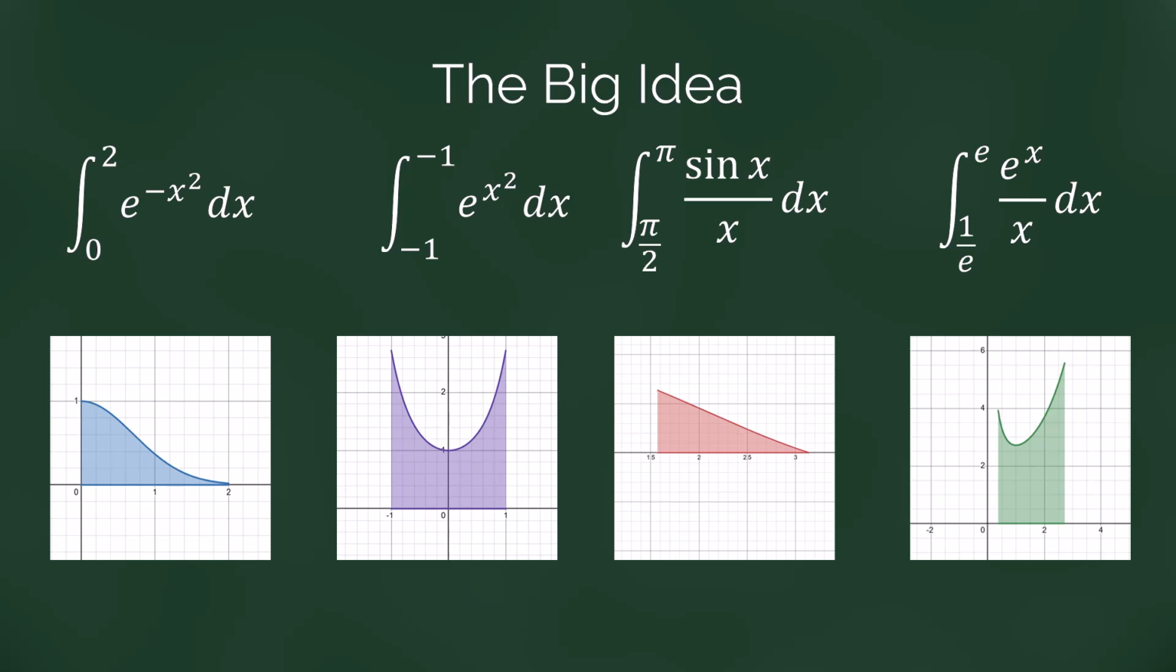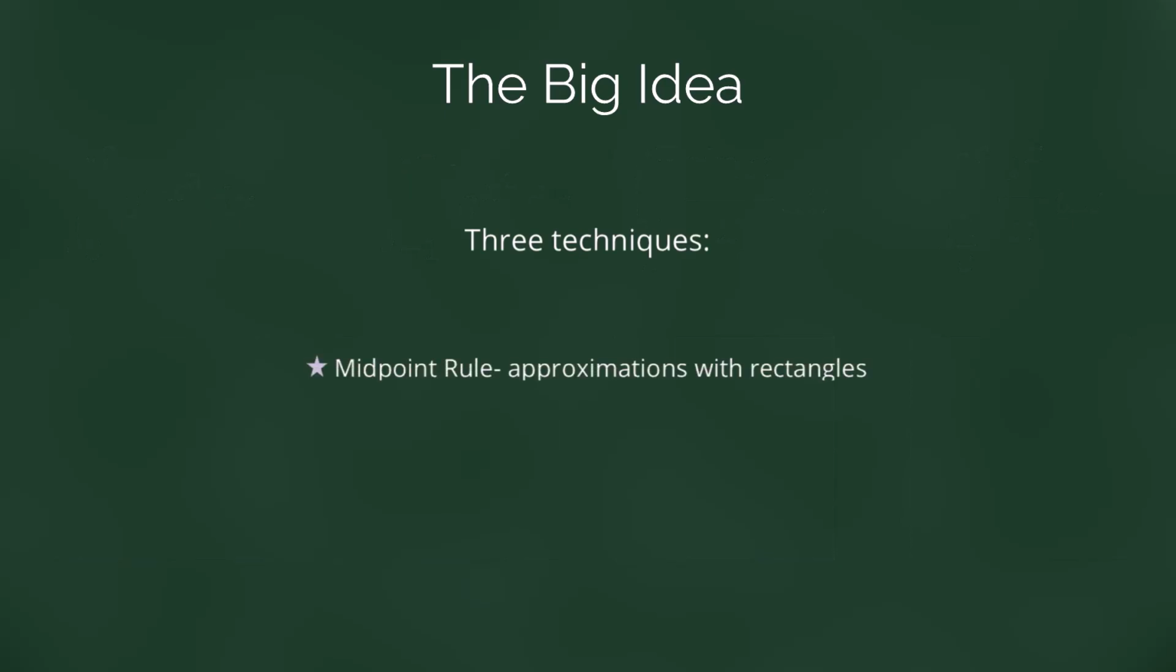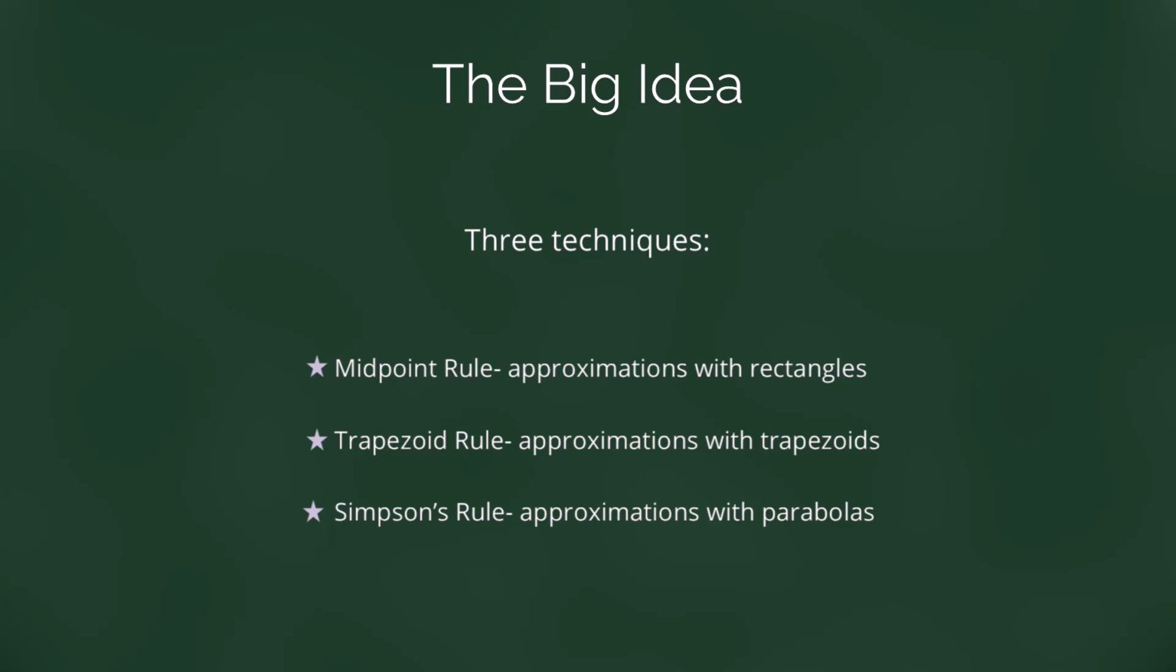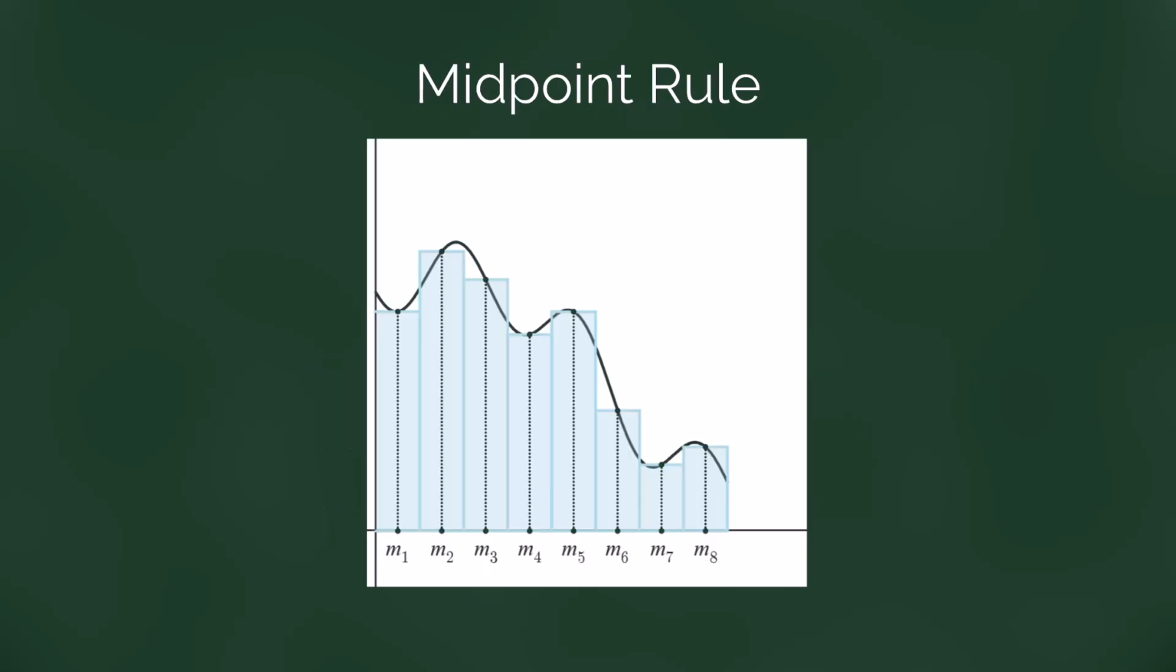We'll look at 3 different techniques, each of which uses a different geometric shape or graph feature in order to make numerical approximations for these areas. We'll look at the midpoint rule, which calculates approximations using rectangles. We'll look at the trapezoid rule, which calculates these approximations using trapezoids. And then we'll look at Simpson's rule, which uses parabolas in order to make numerical approximations for these areas.